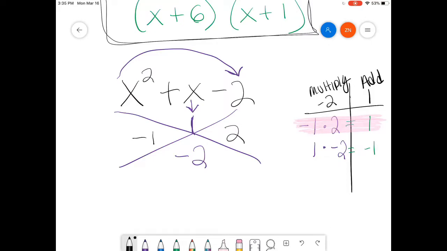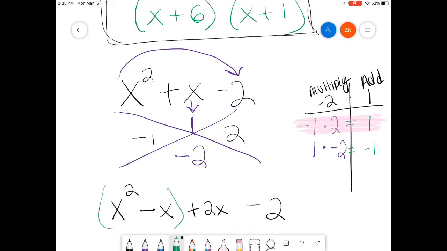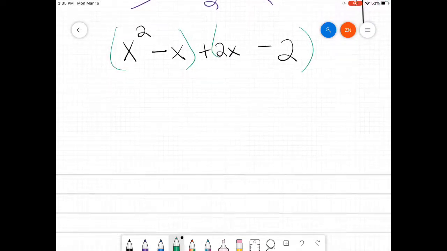Now breaking apart the problem. So remember, we have x squared plus x minus 2. I'm still going to have my x squared, and I'm still going to have my -2. However, now in the middle, I've broken that x apart into -x and plus 2x. Then you're going to group the first 2 terms and the second 2 terms.